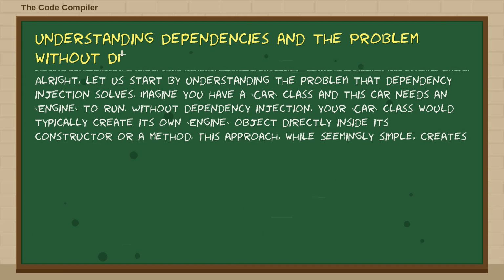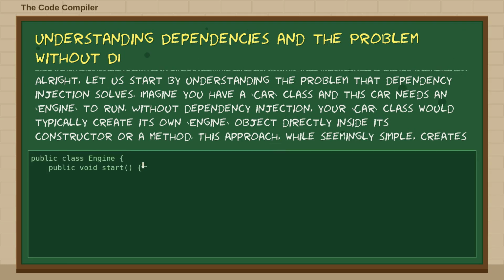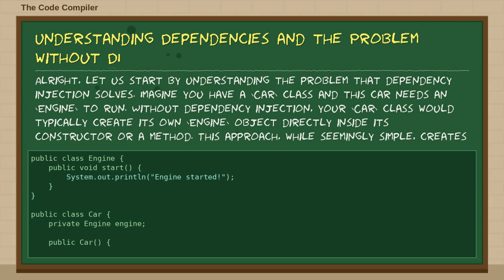What if you want to use a different type of engine later, say an electric engine instead of a petrol engine? You would have to modify the car class itself. This makes your code rigid, difficult to test, and hard to maintain. This tight coupling is a significant hurdle in developing flexible and scalable applications.